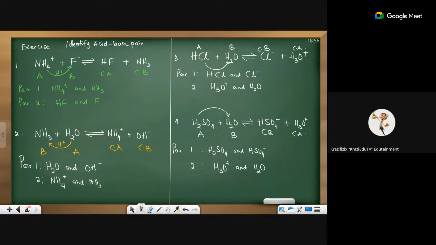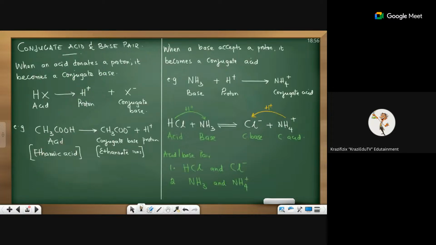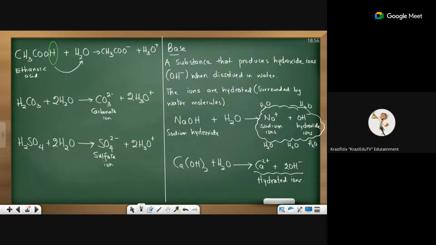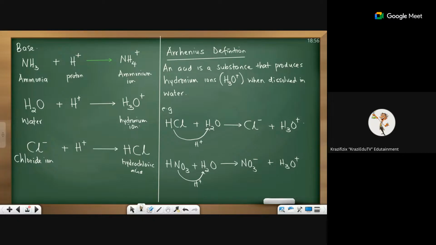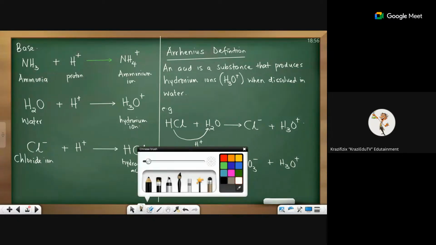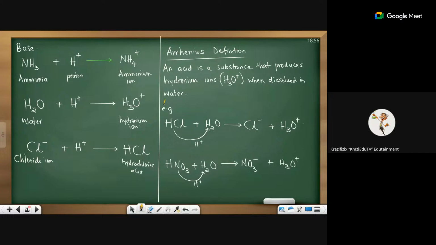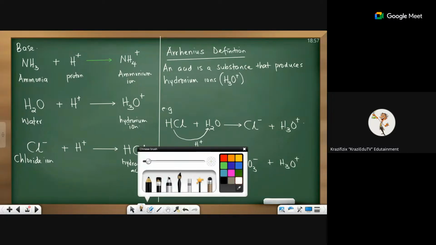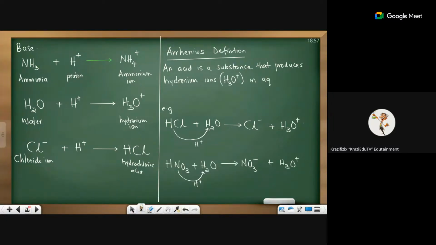Okay, guys, I want to go back and just add something on my definitions. So that we get it completely right, let's define an acid as a substance that produces hydronium ions. Instead of writing when dissolved in water, because sometimes there's a bit of controversy whether it dissociates or so, please just change it and say in aqueous solution. That is more appropriate.